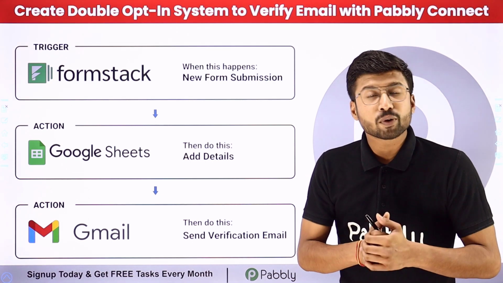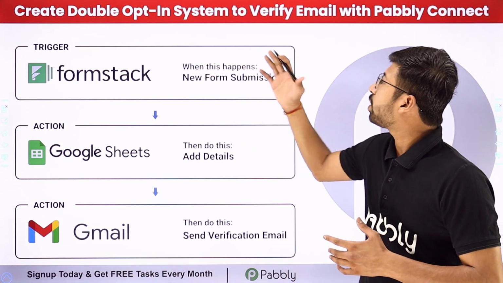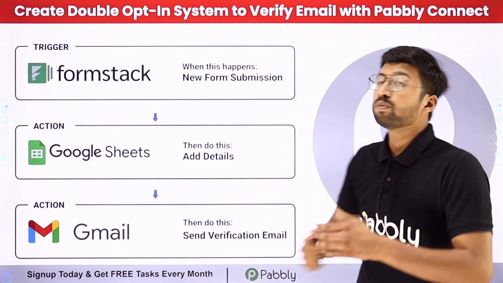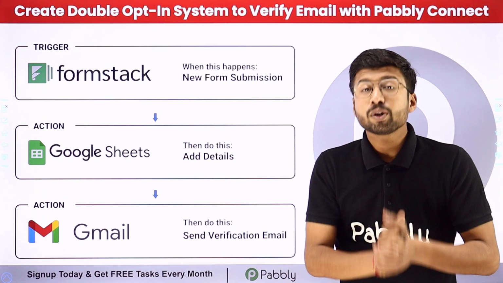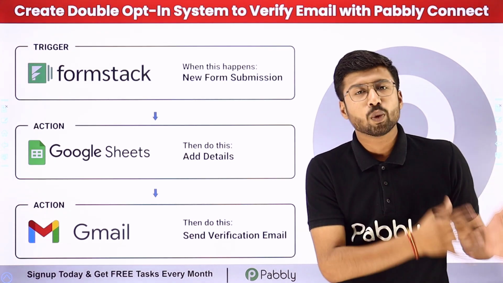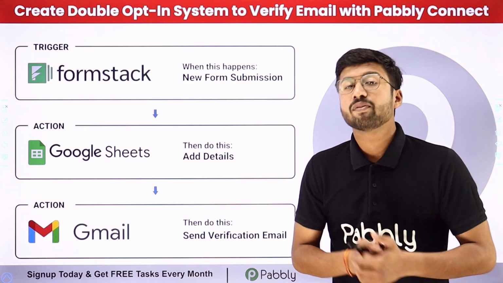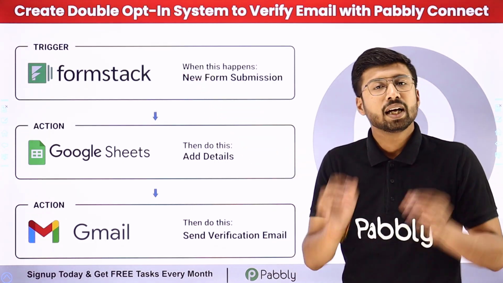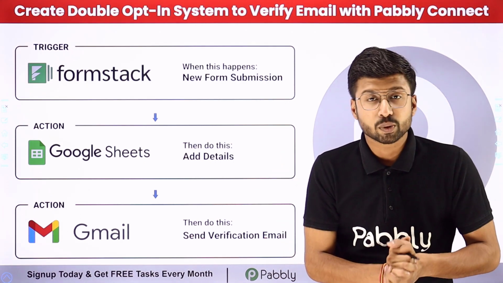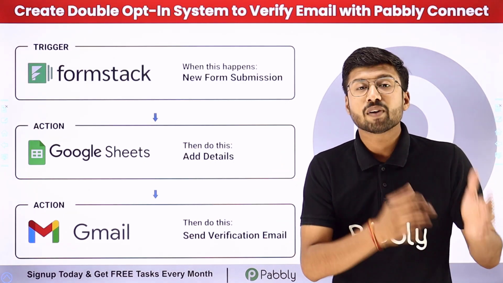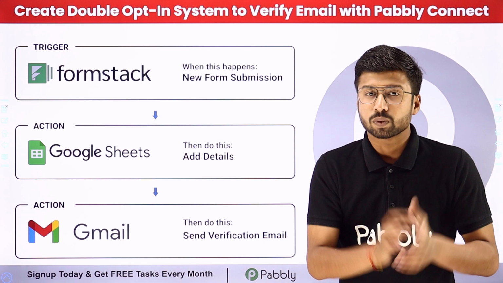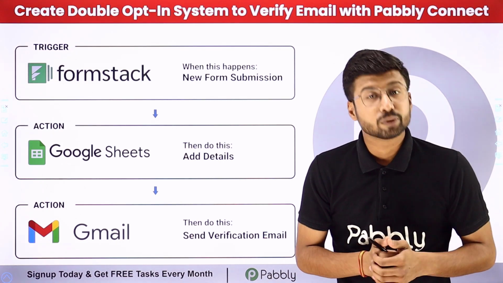So in this video, we are going to learn how to create a double opt-in system to verify email with Pabbly Connect. We are going to create a system using which, whenever you receive a new form submission on your website or any other online form building application like FormStack, we are going to send an email verification to verify the email addresses the users enter. So we are going to set up two automation workflows.